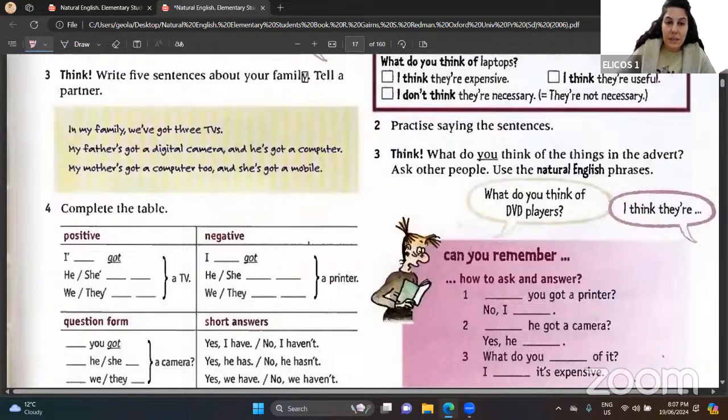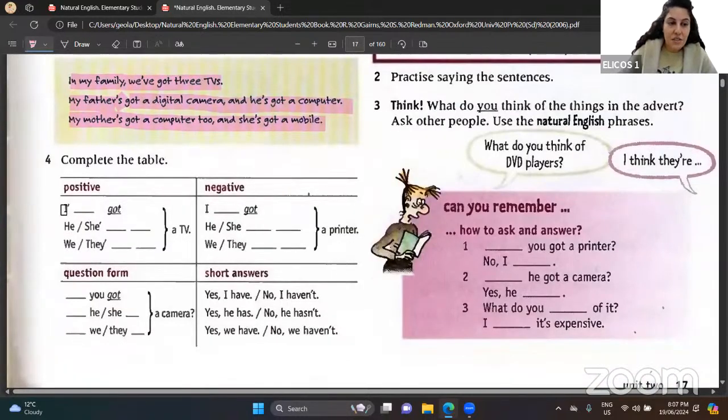So you can write about your family using these same have got. So in my family, we've got 3 TVs. My father, this means has. My father's got a digital camera and he's got a computer. My mother's got a computer too, and she's got a mobile. So to make it a positive sentence, you say, I have got, she or he has got, we or they have got.